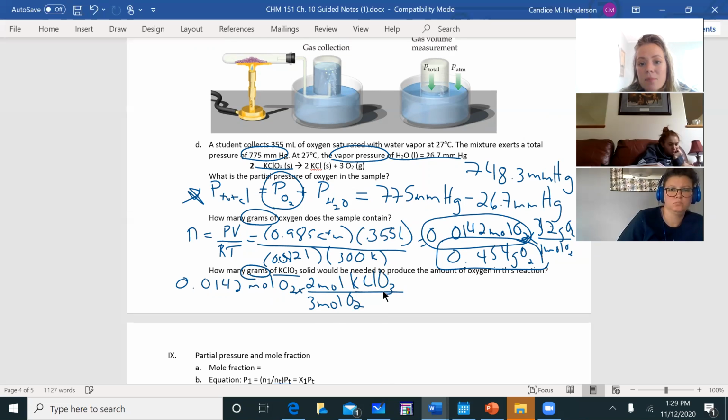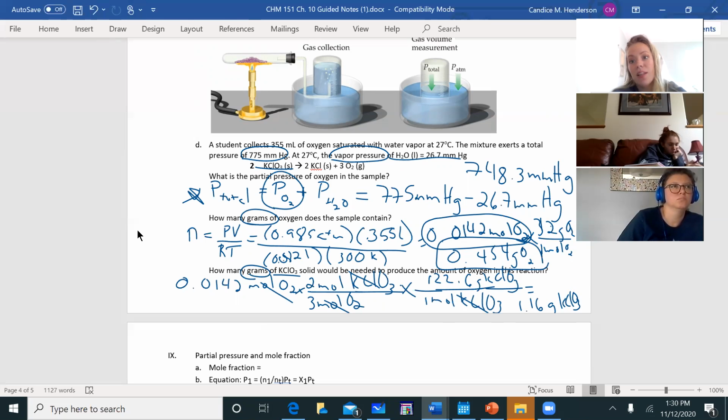It says it wants it in grams, so we have to do a quick conversion into grams. So for every 1 mole of KClO3, we will yield 122.6 grams of KClO3. Those moles of O2 will cancel, and we can come up with 1.16 grams of the KClO3. So hopefully you all are starting to see how you can interweave our stoichiometry with our gas laws.